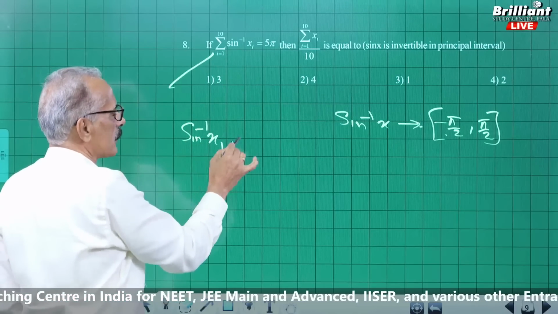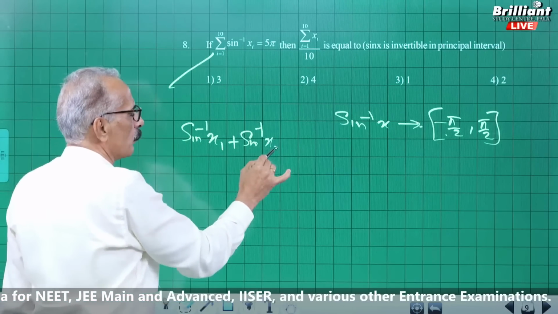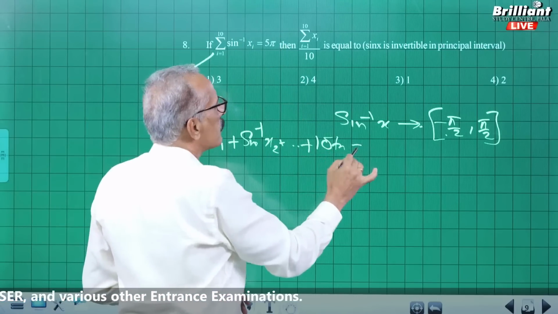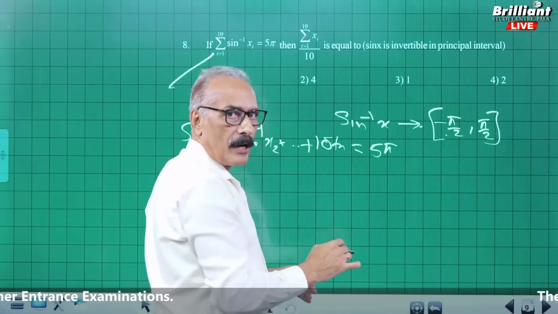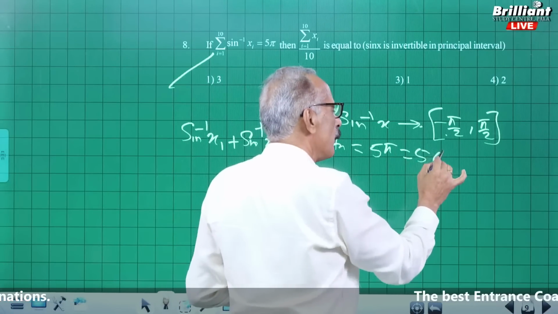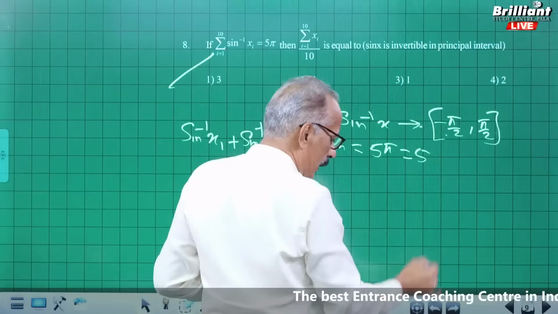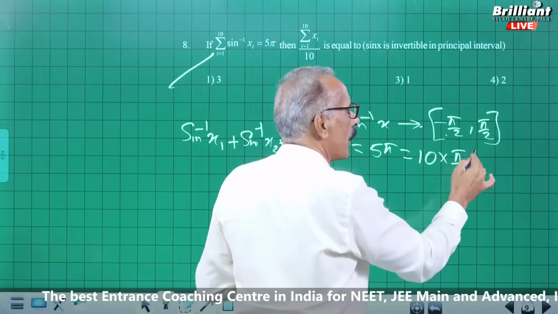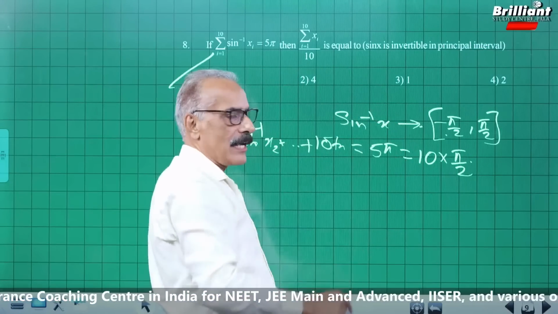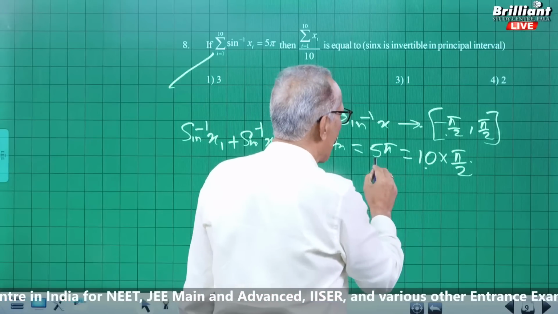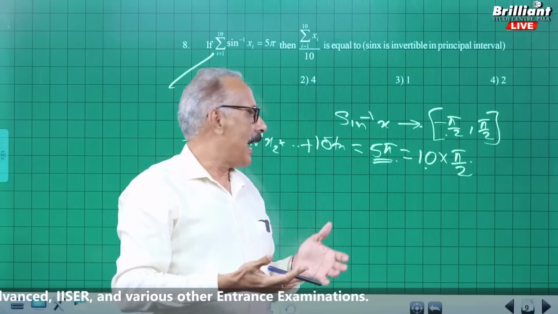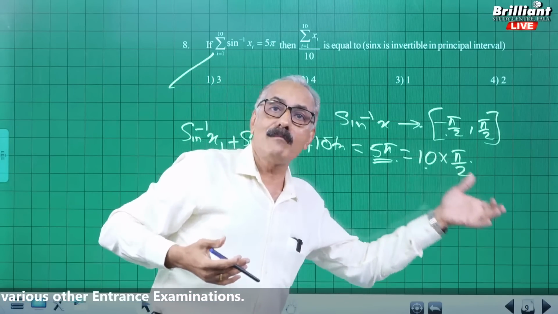Sine inverse x1 plus sine inverse x2. How many such terms are there? 10 terms. Is equal to 5 pi. How do you write 5 pi? You write 10 into pi by 2, the maximum value of sine inverse x. 10 sine inverses are added and you get 10 times pi by 2.